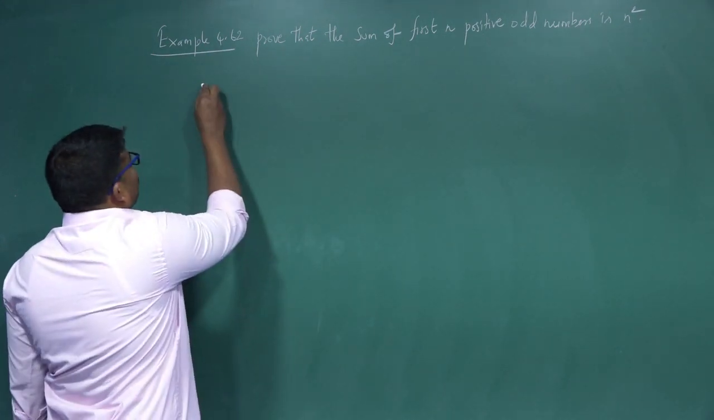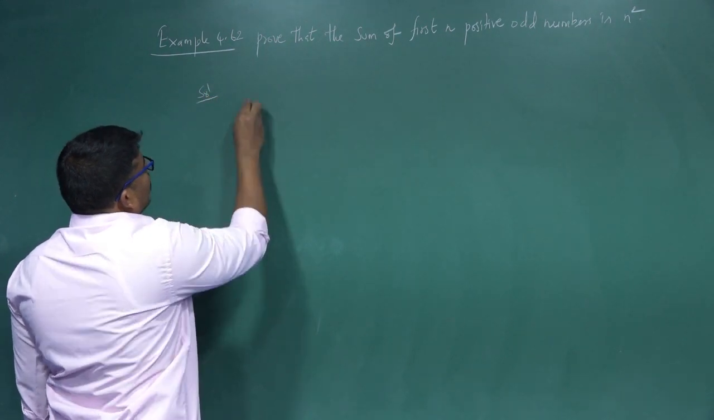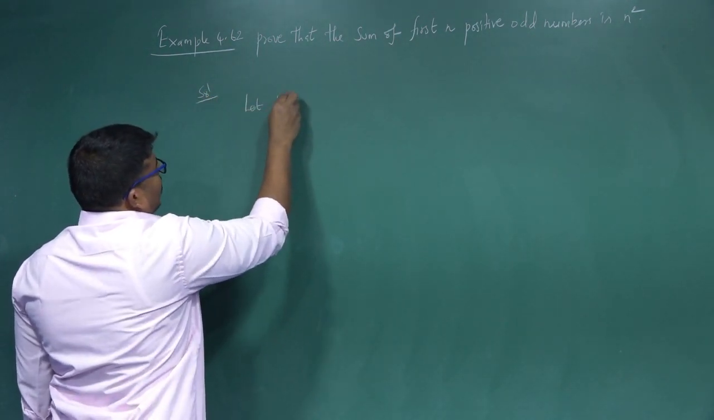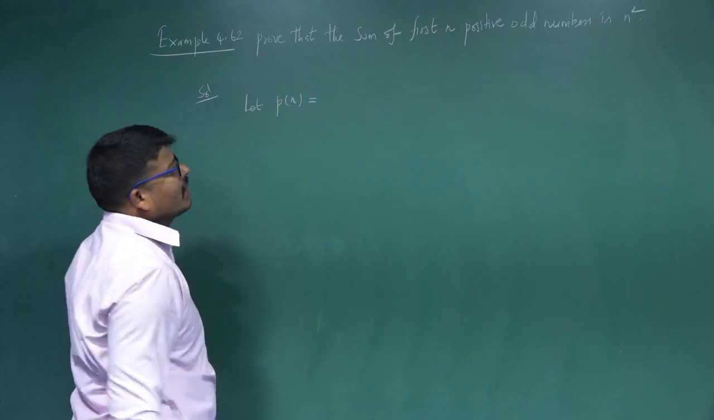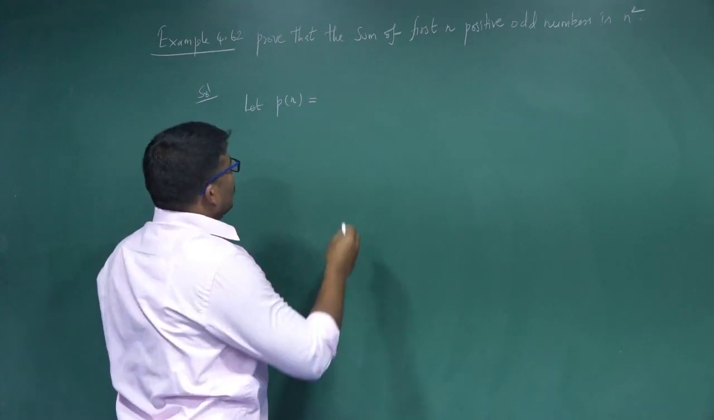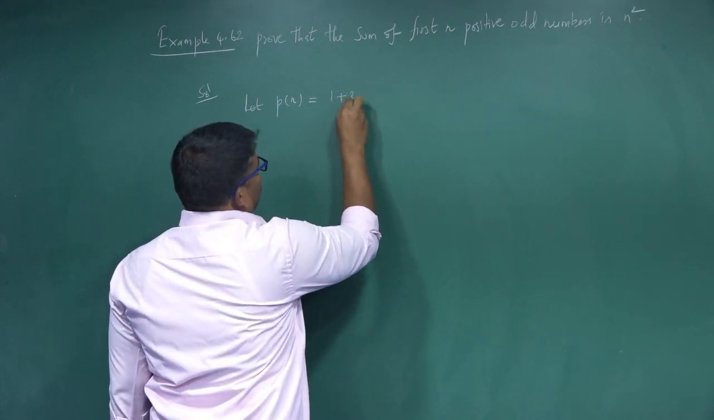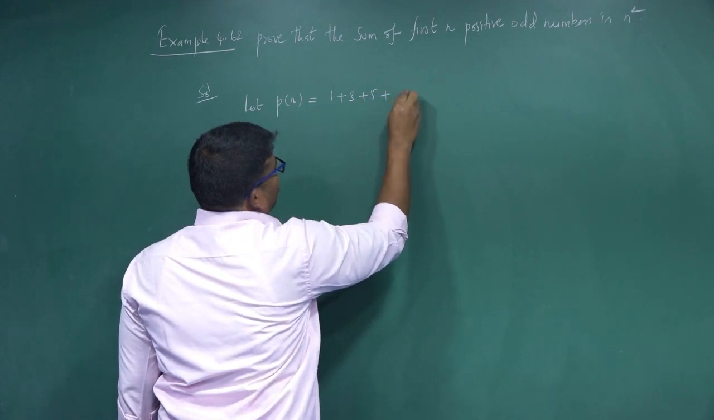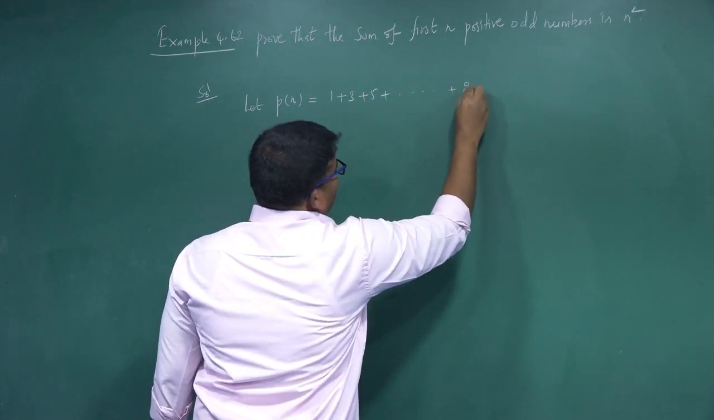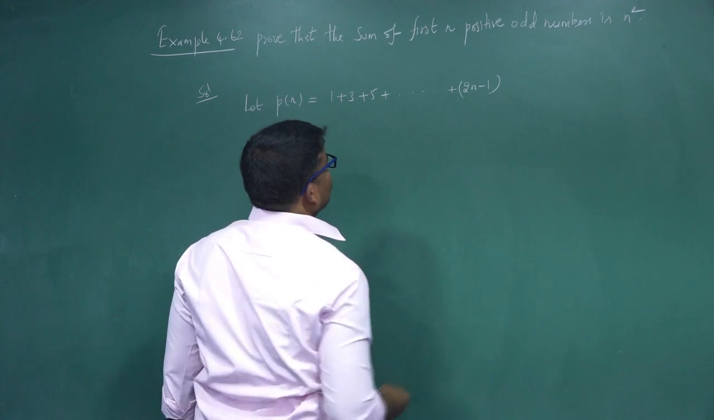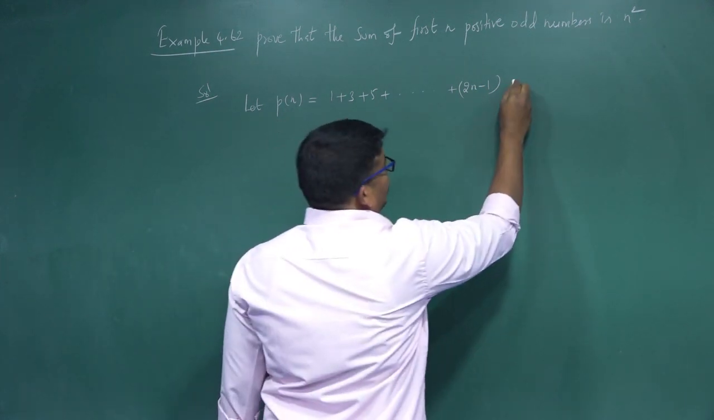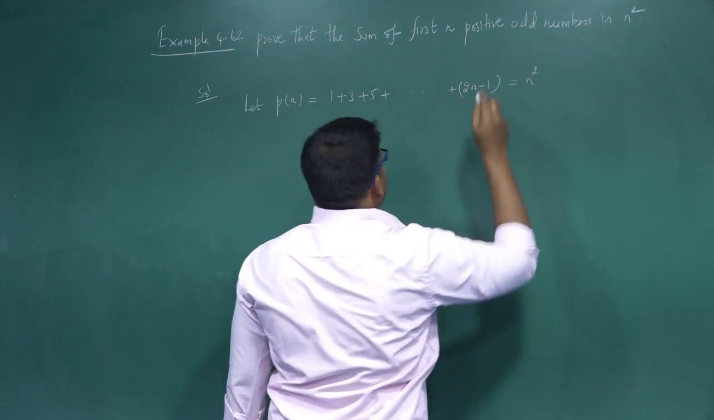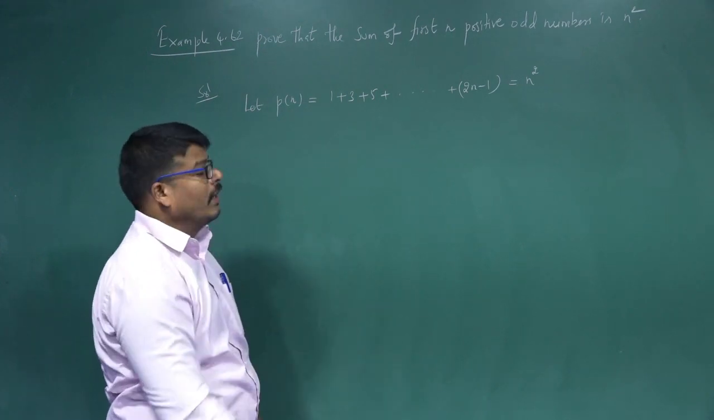Now write the given statement. Let P of n be the sum of n positive odd numbers. P of n is 1 plus 3 plus 5 and so on, the general term is 2n minus 1, equal to n square. Given the statement, writing P of n.